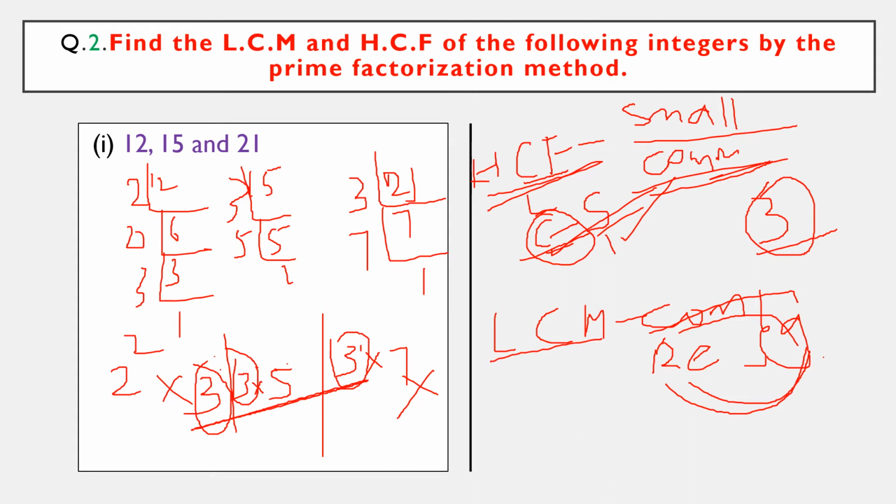LCM means from the common, the greatest. So from the common 3, you have the greatest one, 3 only. Suppose, for example, here you have 3 square. Then you should take 3 square.